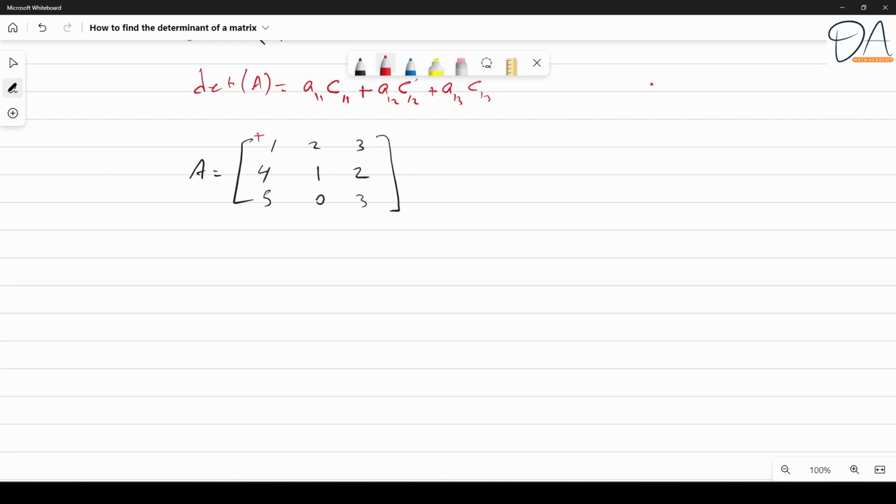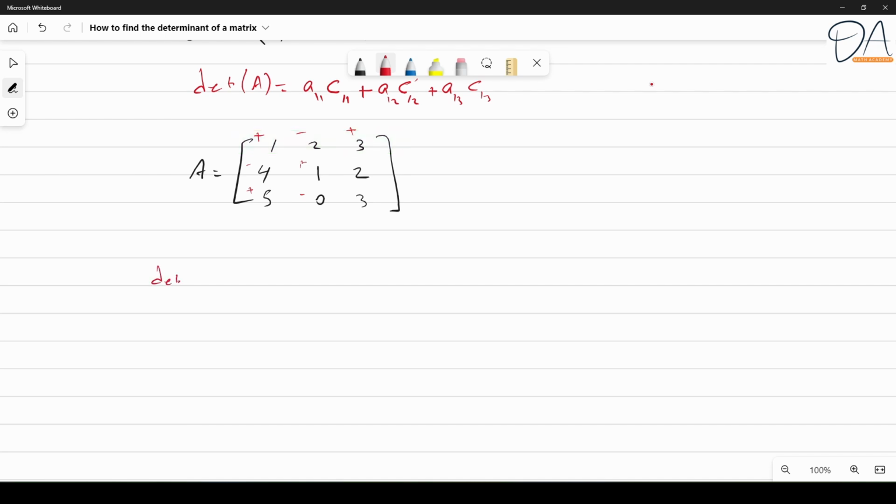Then the signs alternate. So if you are using, for example, the first row, the next one will be minus, then plus. If you use the first column, it will be minus, plus. If you want to use the second column, for example, the top one is minus, so the next one will be positive and negative. So let's illustrate this by using the first row first.